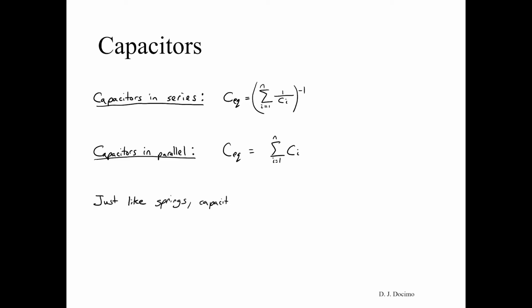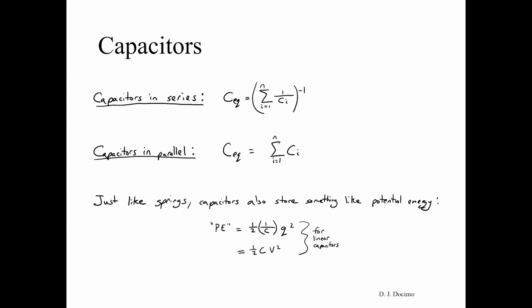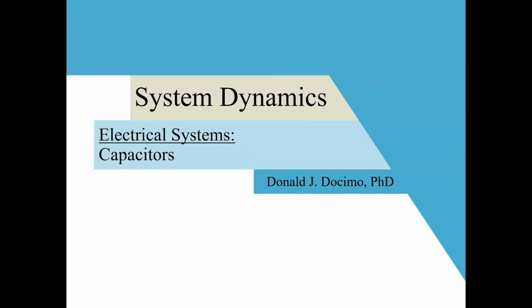Now, just like springs, capacitors also store something like potential energy. So again, I'm going to put PE in quotes here. And for a linear capacitor, that potential energy is equal to 1/2 times 1 over C times Q squared, or 1/2 C V squared. They both are the same thing for a linear capacitor. And that's going to describe capacitors.